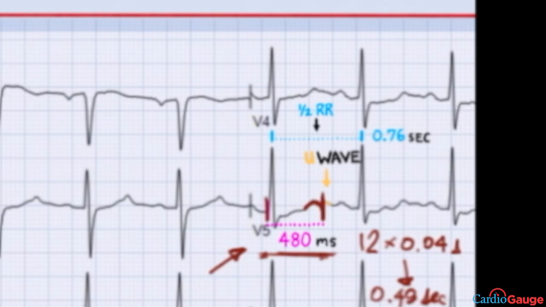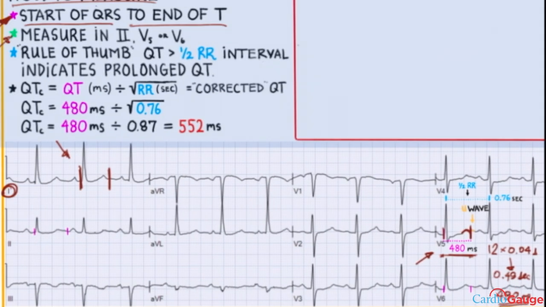So you do that. It's usually best measured in leads 2, V5, or V6. You pick the longest one. So in this case, we're working in V5 over here. Another way to assess it is a rule of thumb. In general, the QT interval should be less than half the RR interval, and if it's more, then that's abnormal and implies a long QT interval. So you're looking for a QT interval greater than half of the RR interval to imply long QT.